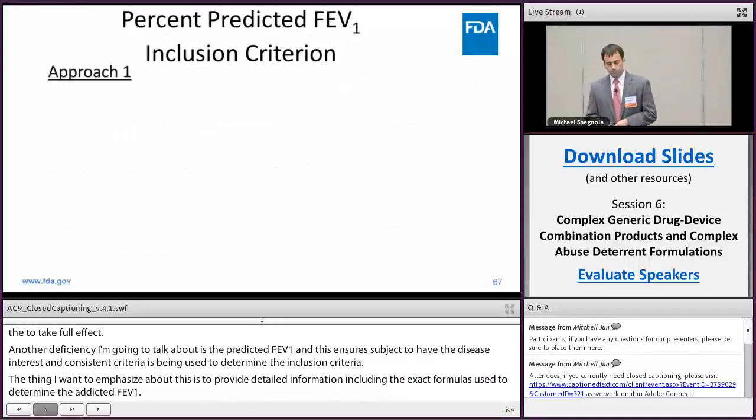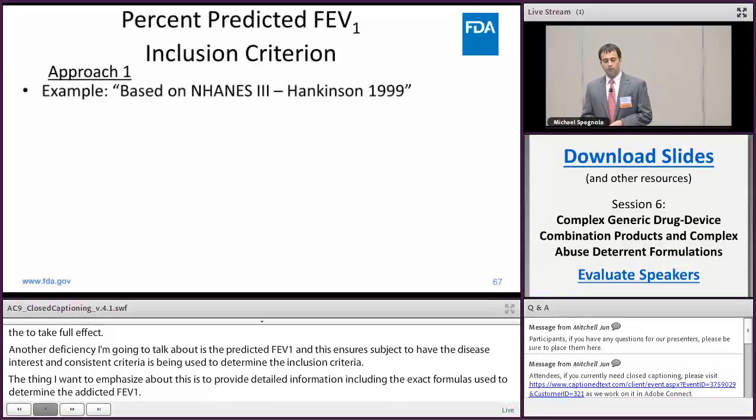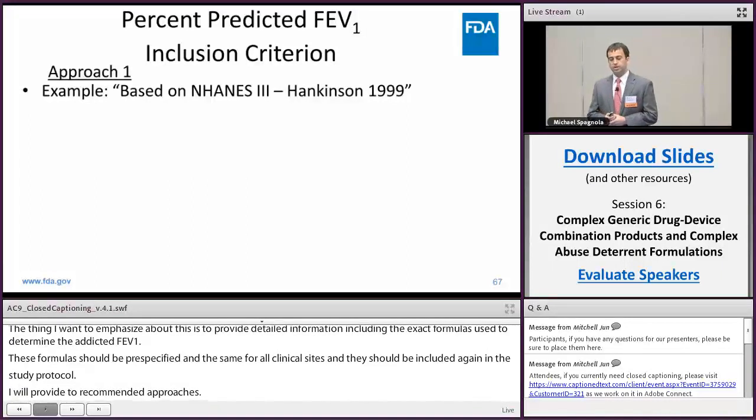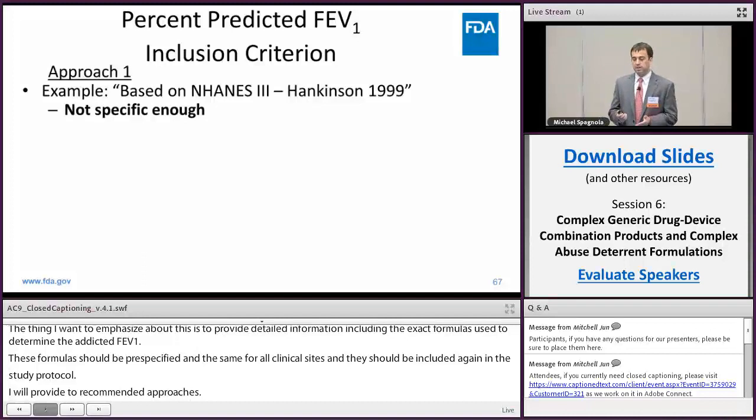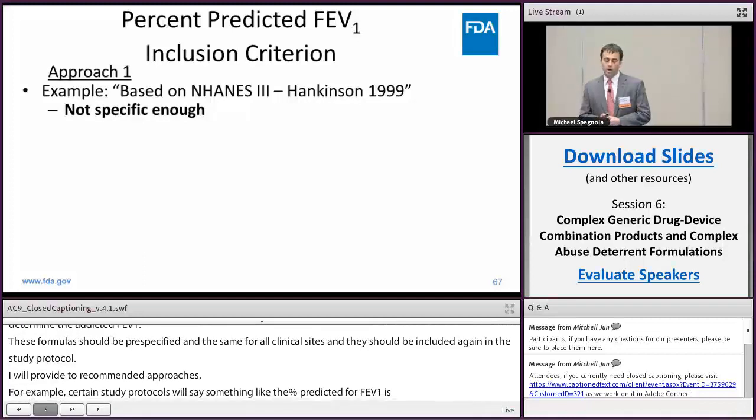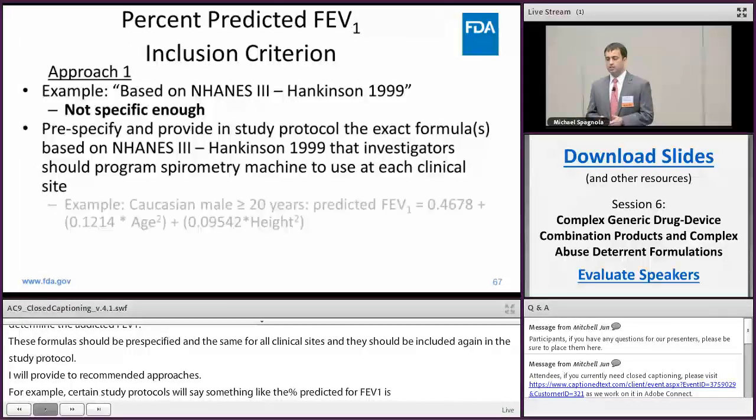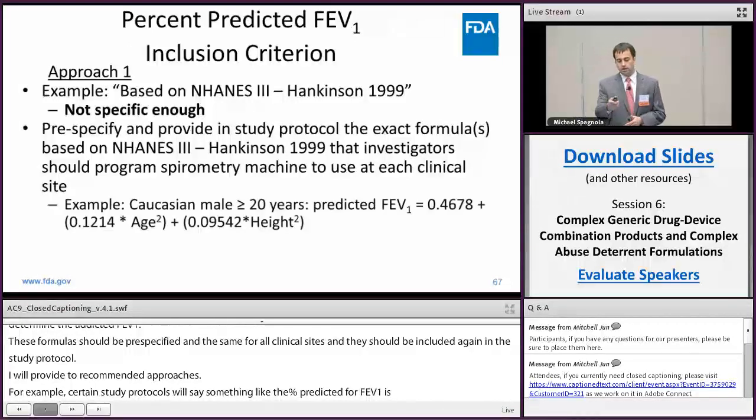So I'm going to provide 2 recommended approaches. So, for example, certain study protocols will say something like the percent predicted FEV1 for inclusion criteria is based off of NHANES 3, Hankinson 1999. But this doesn't provide us enough detailed information, as this leaves some room for interpretation at each of the clinical sites. And so what we would like to actually see is the actual formula, an example I provided, so that we know that each clinical site used the exact specific criteria.